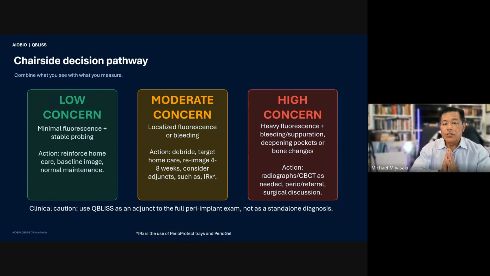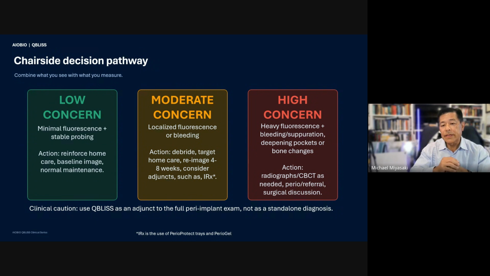If they're moderate, what we're going to do is debride that area. We'd adjust their home care regimen, re-image when they come back. We might have them on a very short recall to see how well they're doing with their home care, and then consider adjunctive therapy. We call it IRX in our office. If they're high concern, we see a lot of red, like we saw in the last examples, a lot of bleeding, separation coming out, deepening pockets or bony changes. Now we have to be a little bit more aggressive, and that's where we might recommend some surgical intervention to treat those areas.